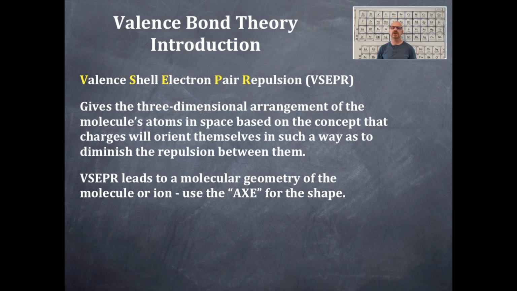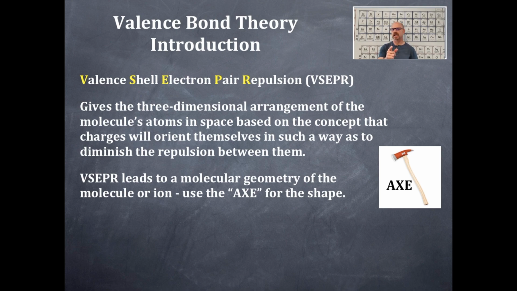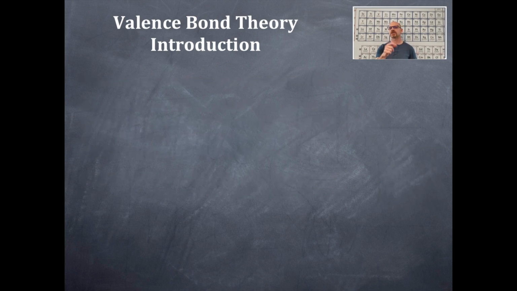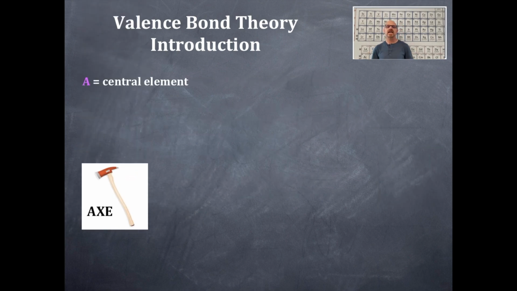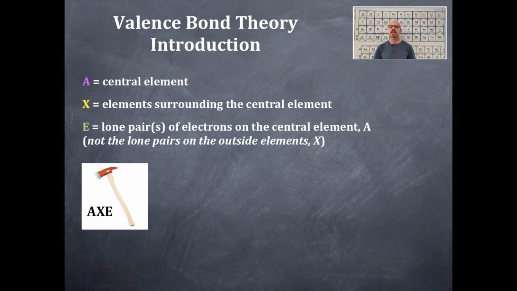Okay, what I like to use is an AXE for this. The AXE will give us what our shape is. So hold on to that AXE. The A for the AXE is our central element. The X is the surrounding elements. The E are the lone pair of electrons only on the central element. Lone pairs of electrons on the X's do not count for this. So we are only looking at what's around the central element.